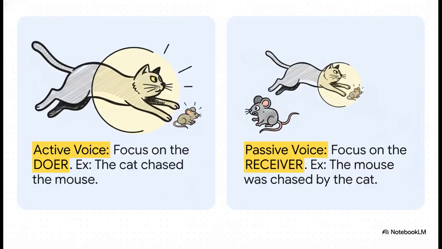Oh, I love this slide because it just lays it all out so clearly. In the active voice, the cat chased the mouse. It's all about the cat, right? Pow, action. But in the passive voice, the mouse was chased by the cat. The whole feeling changes. Now our focus is on the poor mouse and what happened to it. It's a small tweak, but it makes a big difference in what you're emphasizing.